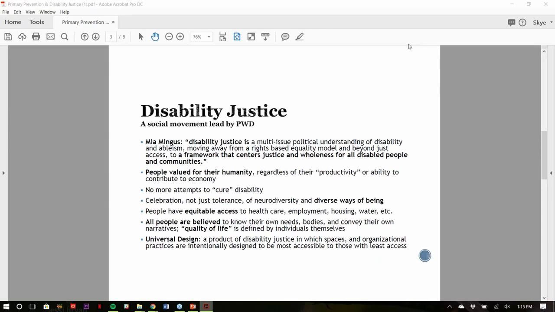Having part of disability justice would be actually celebrating, and not just tolerating, diverse ways of being. And then, of course, that people will actually have equitable access to healthcare, employment, housing, water, all of their basic needs being met, whatever that might look like for individuals. People being believed to know their own needs and bodies, and to convey their own narratives.